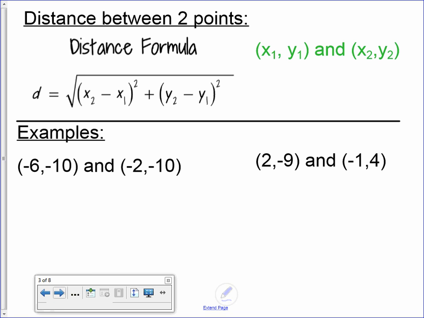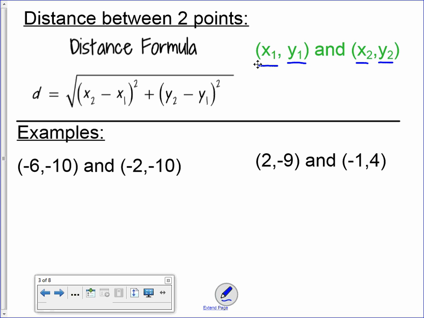You find the distance between 2 points using the following formula. The distance is equal to the square root of the second x value minus the first, squared, plus the second y value minus the first, squared. Now, what do I mean by x2 and x1 and y2 and y1? When you are given 2 sets of coordinates, you are given a set of x values and a set of y values. You're going to have 2 x values and 2 y values.